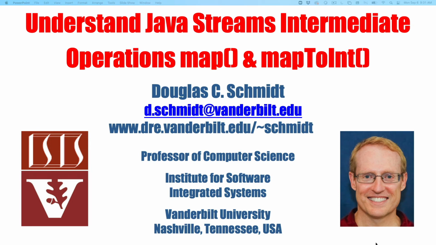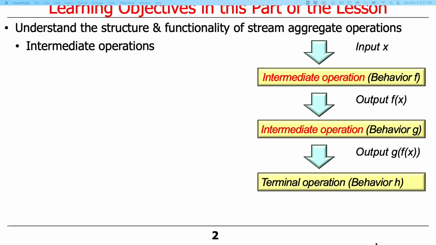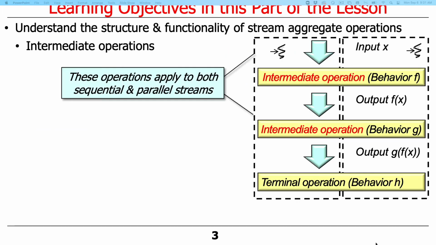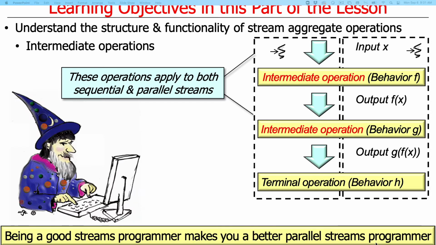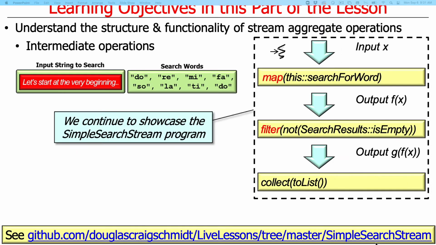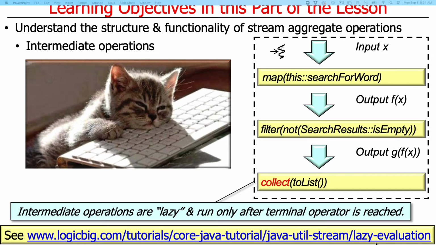We're now going to talk about one of the most important intermediate operations called map, and a variant of it called mapToInt. These are both intermediate operations. They apply to both sequential and parallel streams. And as I mentioned before, being a good sequential streams programmer makes you a better parallel streams programmer because it's very simple to go from sequential to parallel streams. And we'll use our SimpleSearchStream program as a running example here to illustrate map.